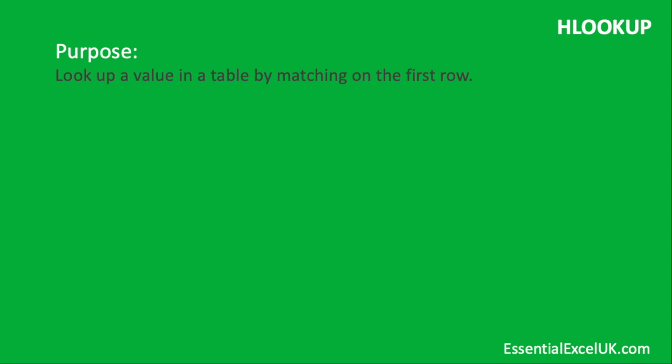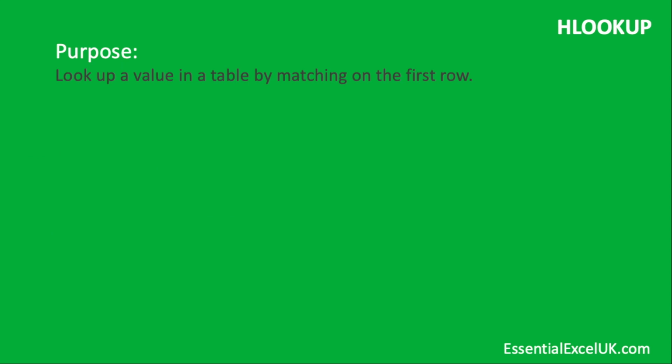So the purpose of a HLOOKUP is to look up a value in a table by matching on the first row. Again, come back to that example of VLOOKUP. Whereas with a VLOOKUP we are looking for a value in a particular row and then returning another value from a different column, this time we're returning a value from a different row rather than a different column. So hopefully that helps that first explanation make a bit more sense.